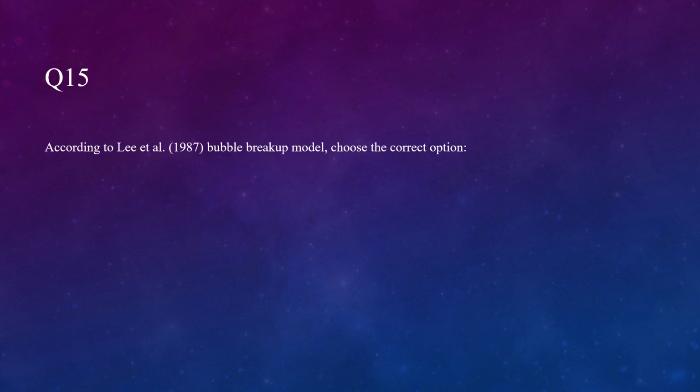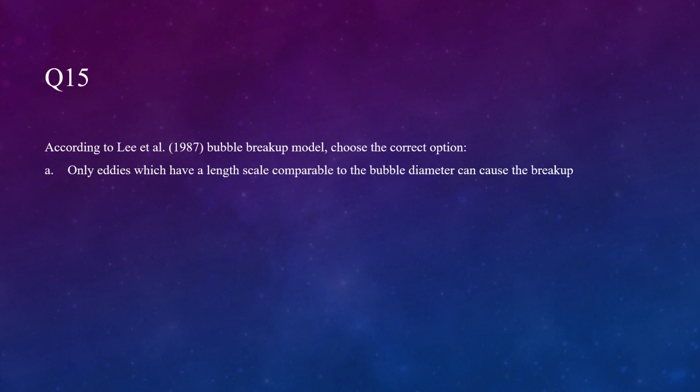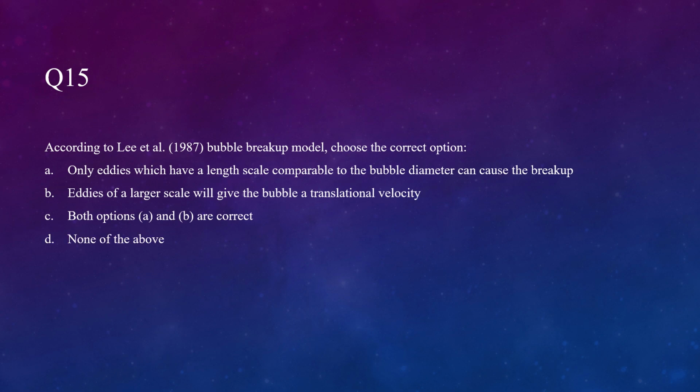So in question 15 it is given that according to Lee et al 1987 bubble breakup model, choose the correct option. Only eddies which have a length scale comparable to the bubble diameter can cause the breakup. Eddies of a larger scale will give the bubble a translational velocity. Both A and B, or none of the above. So the answer is both A and B, because only eddies which have a length scale comparable to the bubble diameter can cause the breakup.